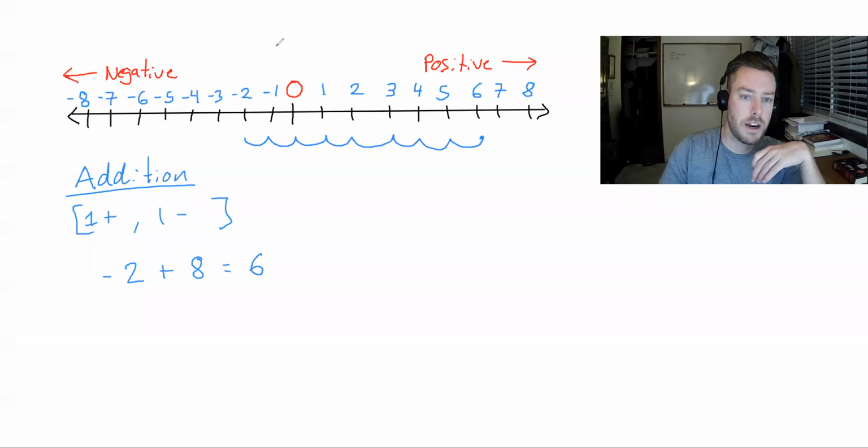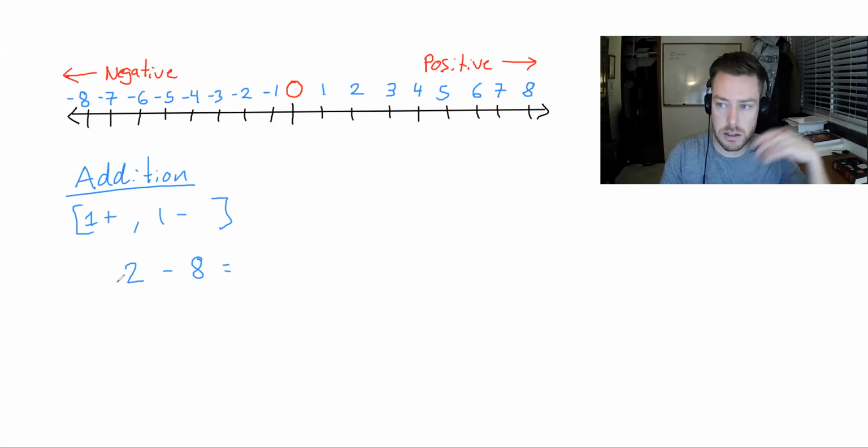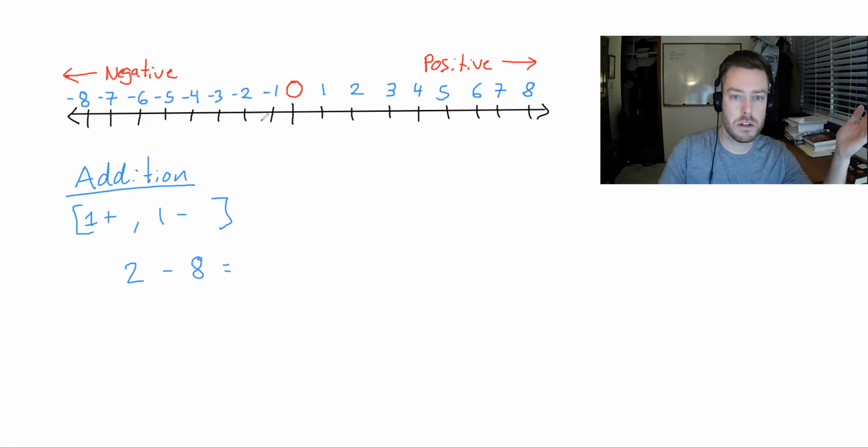This answer could very easily change if we were to say, let's just do a positive 2 and -8, right? So let's have a positive 2. When the sign isn't there, it's assumed to be positive. So we're going to start off at positive 2, and we're going to subtract 8 units from it. 1, 2, 3, 4, 5, 6, 7, and 8. So if you notice, we actually got a -6.